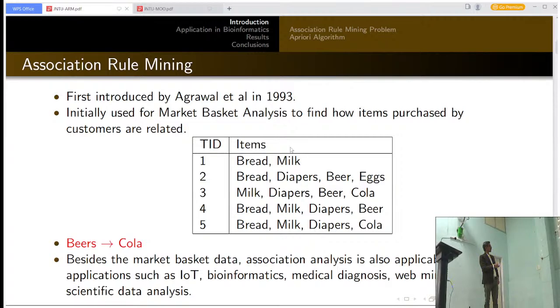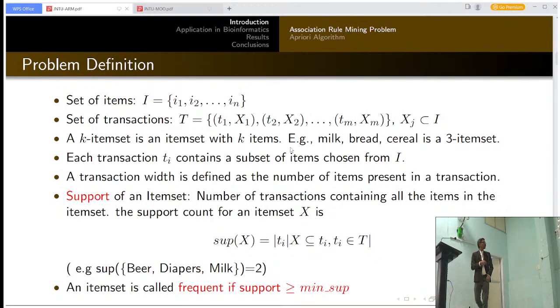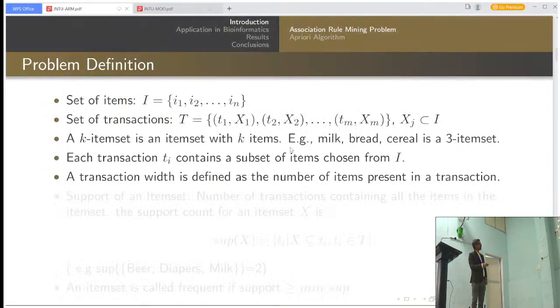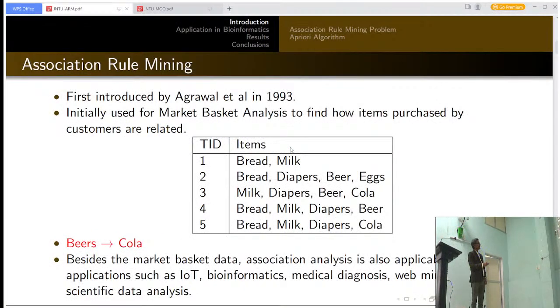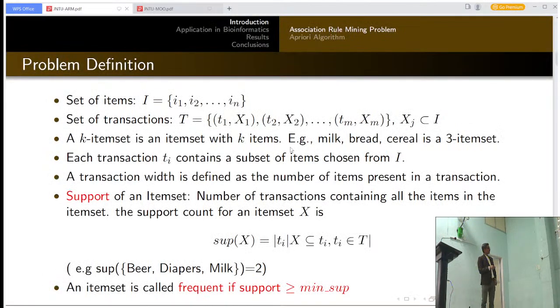For this case, support is 2. I think that, yeah, the support is 2. Okay. So you see that in this data set, 2 transactions have purchased all these 3 items together. There may be some other items in those transactions, but these 3 items are also part. So support of this item set, beer, diaper, milk, is 2.